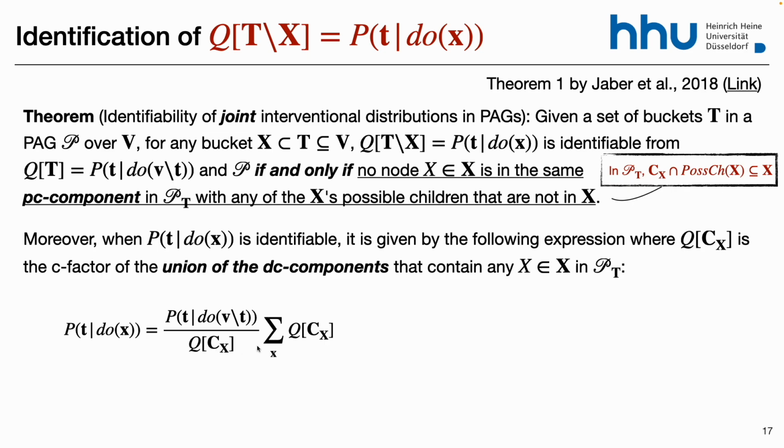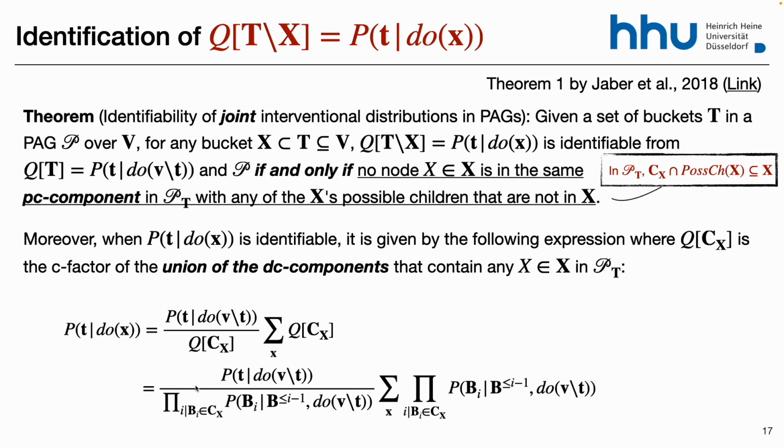And the denominator is the same. It's just QCX and sum over X of QCX. So this expression appeared before, it's exactly the same, and we don't change here. The only difference is that they have different interpretations in the PEG. So CX is the union of the DC components, and yeah, that's it.